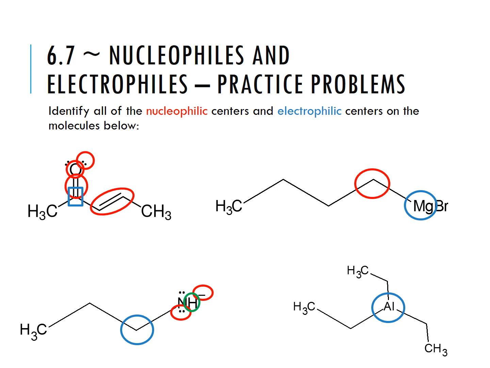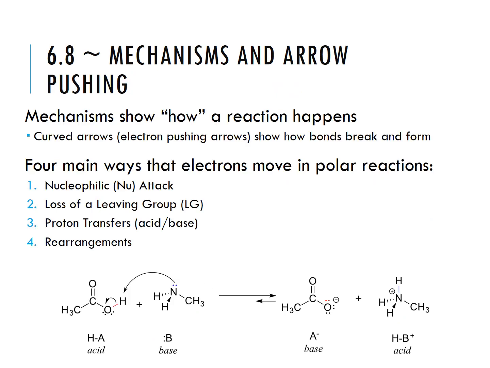So now that we can identify our nucleophiles and our electrophiles within a structure, we're going to use that information to see how 2 compounds or 2 species can come together and react. And we're going to specifically look at mechanisms. A mechanism shows us how a reaction is happening. It's showing us how the electrons are moving around throughout that reaction. And we show that by using curved arrows. These are also referred to as electron pushing arrows, and they're showing bonds breaking and bonds forming.